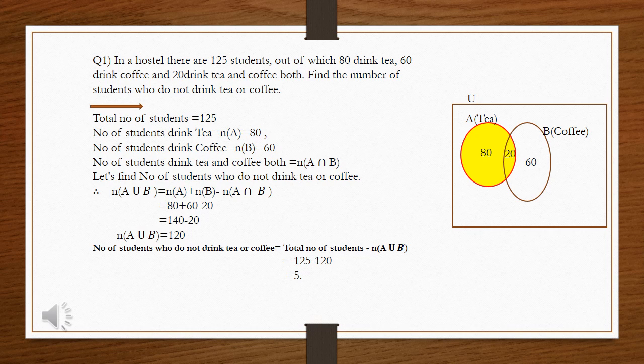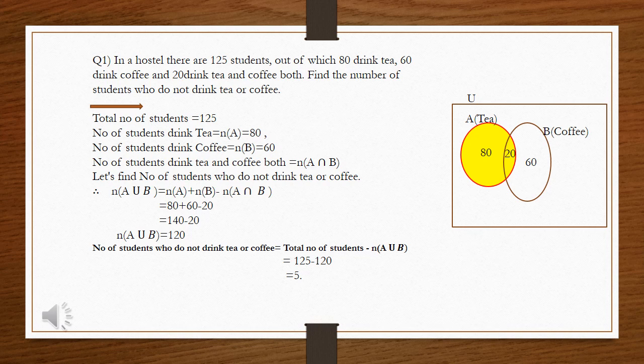But it is given that 20 students drink tea and coffee both, so A and B must intersect each other. Write 20 students in the intersection. That means 20 students drink tea and coffee both together, and we call it the intersection set, n of A intersection B. Now we know the formula: n of A union B equals n of A plus n of B minus n of A intersection B.